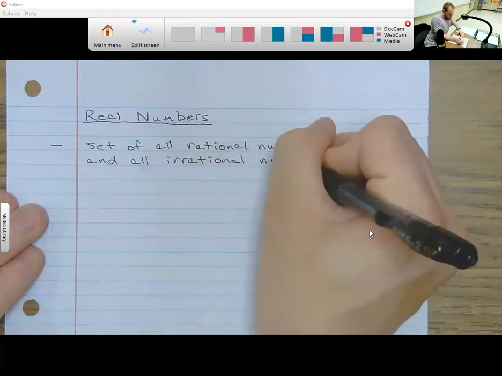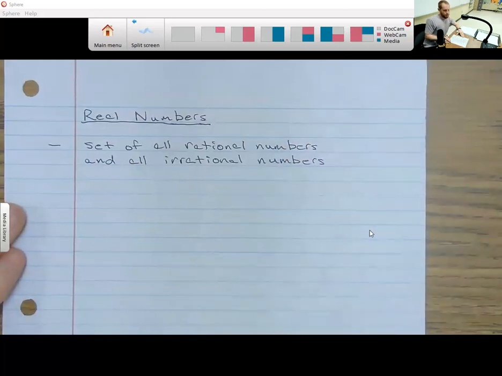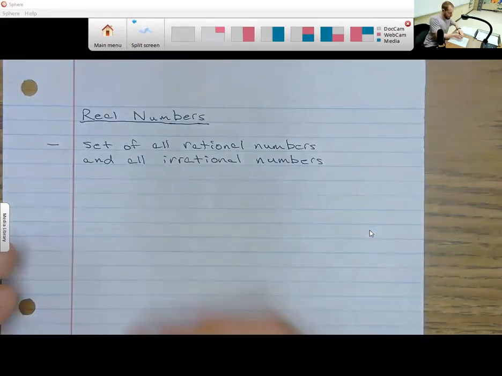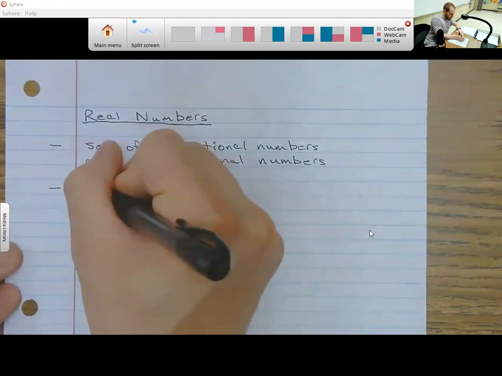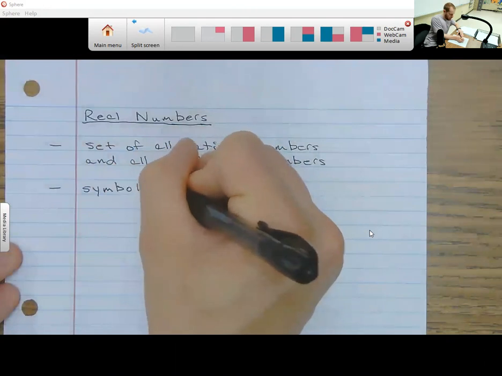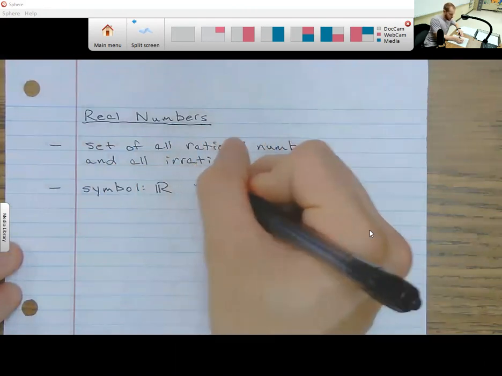Every single number that you've learned since you were born is real. So this is the set of all rational numbers and all the irrational numbers. So what's the symbol for this? We're going to use a capital R, just like I showed you on the previous page. We're going to use a bold R, and the R stands for real.